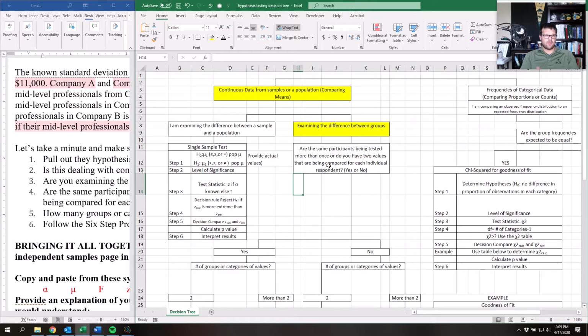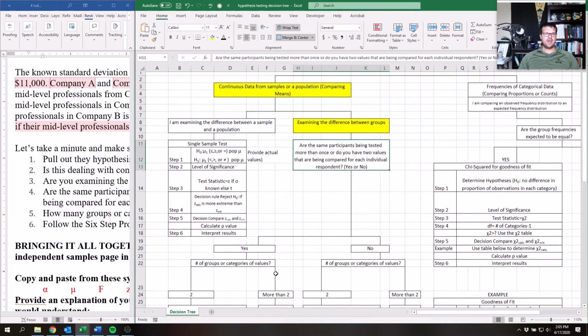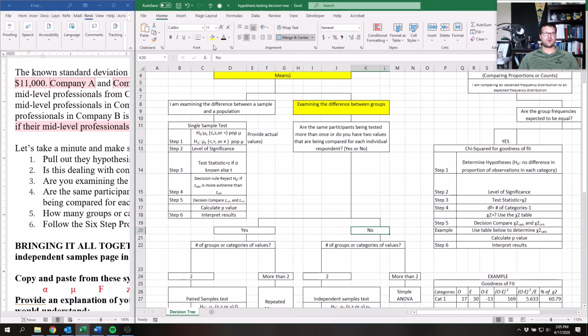In other words, do you have two scores for the same exact person or for the same exact observable linked record? If you do, then you compare those responses together. But if all that you have is the mean of group 1 compared to the mean of group 2, and there's no way to pair them up, then independent is the way to go. So you say yes or no, and the answer is no.